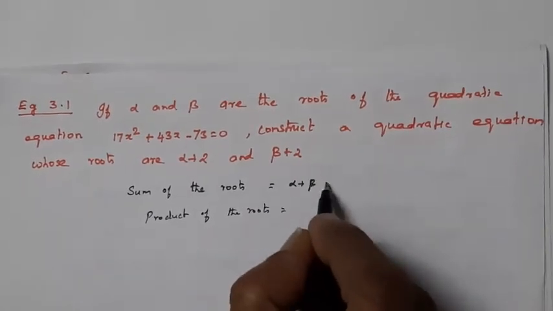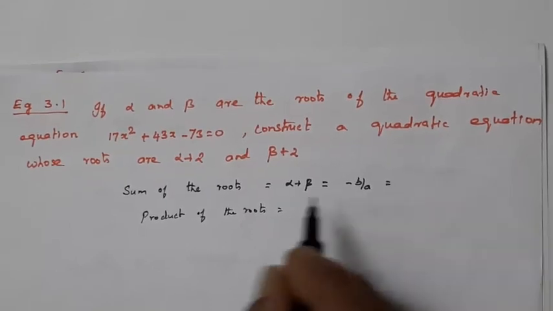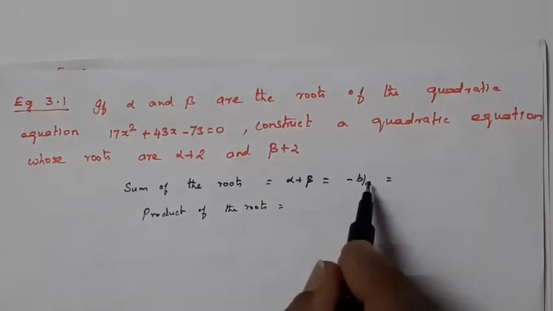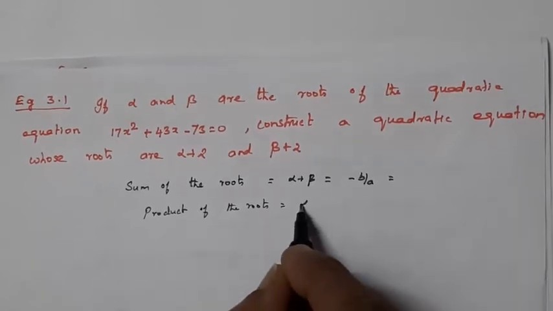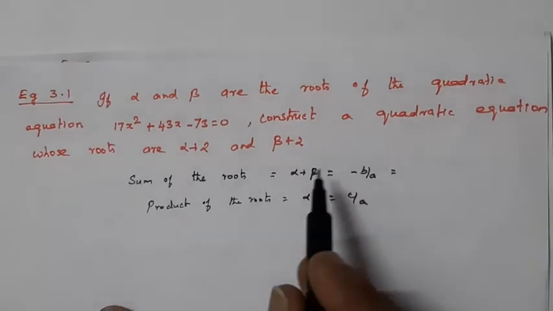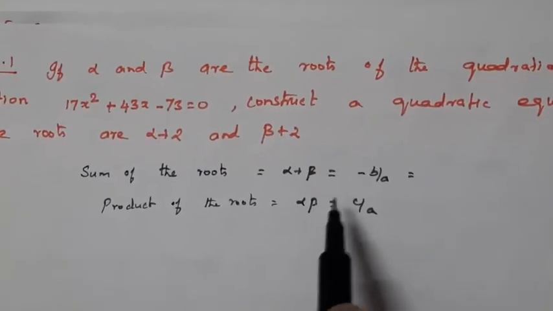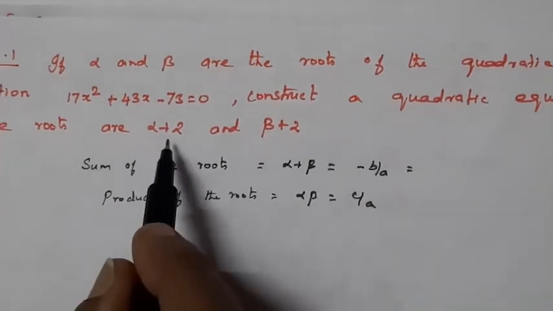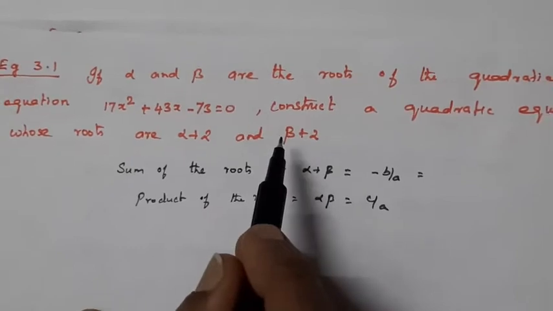Alpha plus beta, and this is nothing but minus b by a, that is the relation connecting the roots and the coefficients. Alpha plus beta is equal to minus b by a, and the product of the roots alpha beta is equal to c by a. So, with the help of that only Vieta's formula has been constructed. So, let us use this relation to construct an equation whose roots are alpha plus 2 and beta plus 2 without finding the actual value of alpha and beta.